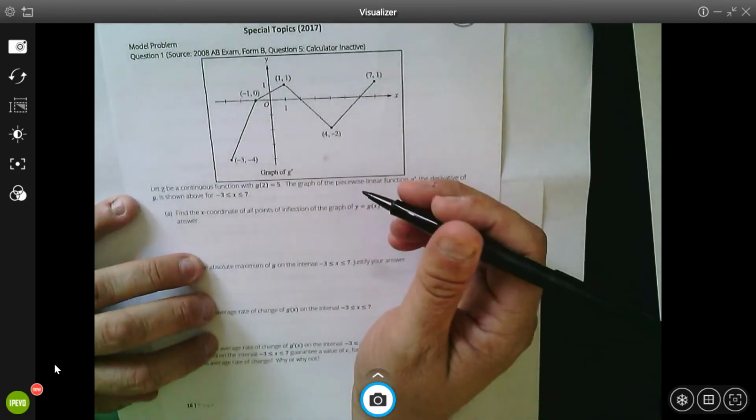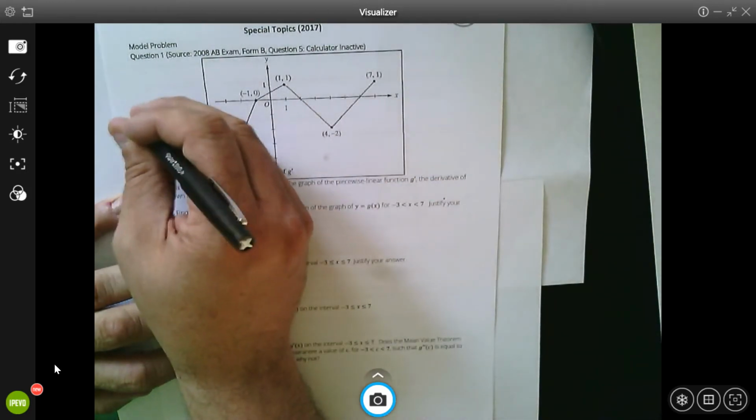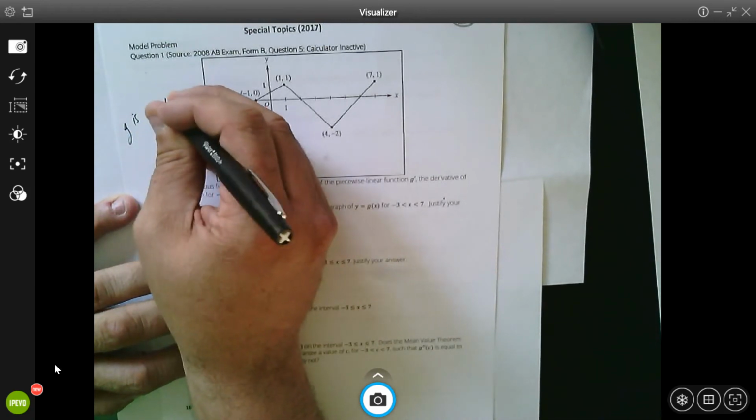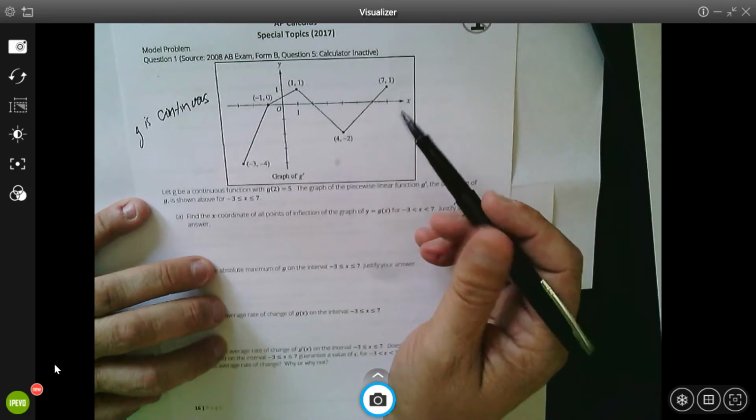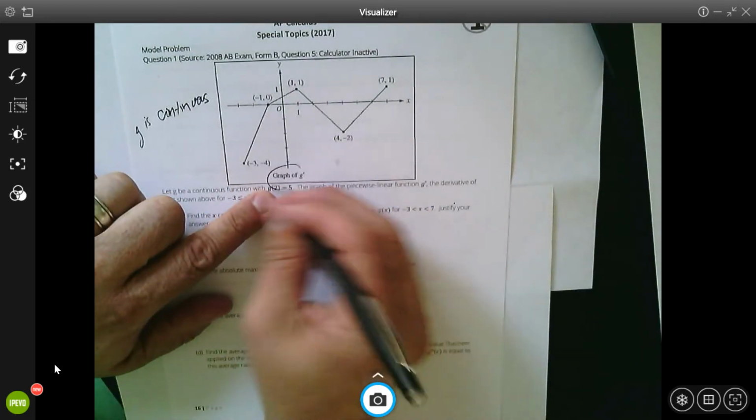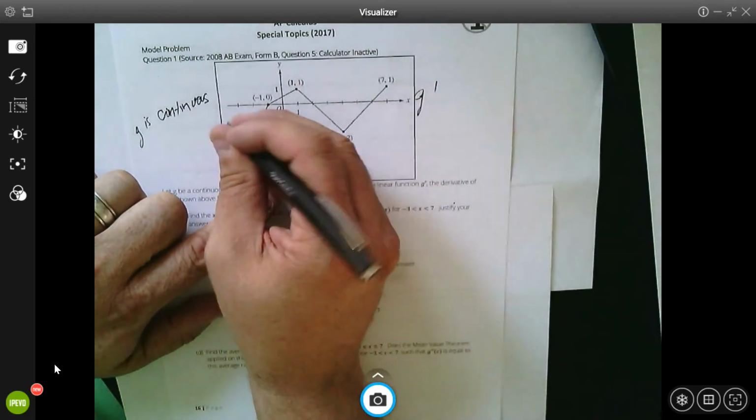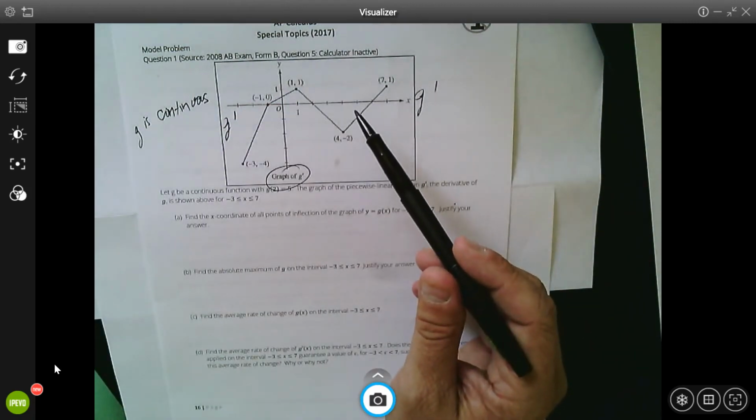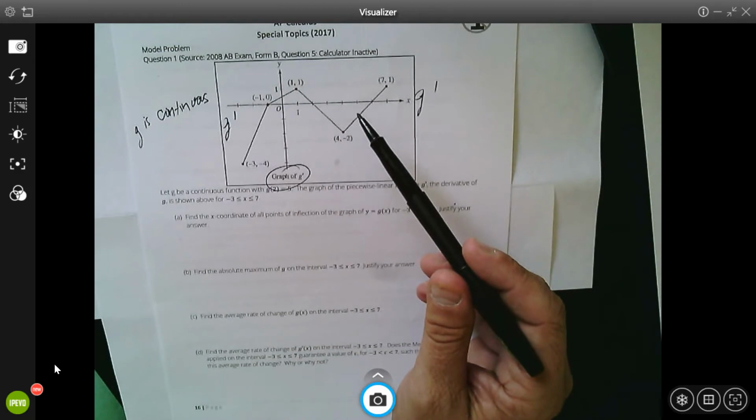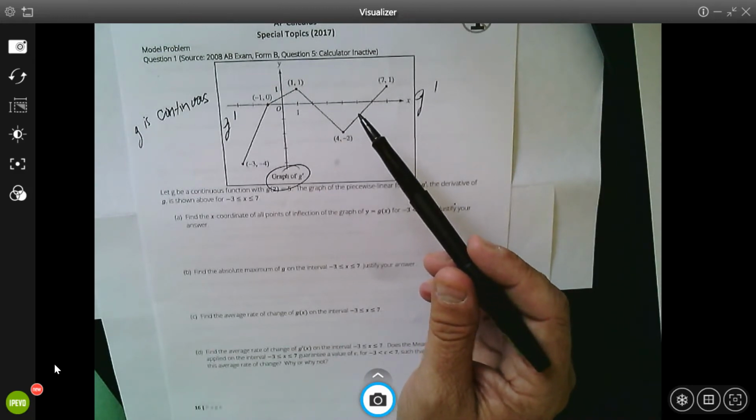So I want to make a couple of things clear here. We know that g is continuous, and some of you might be thinking, of course g is continuous. I see it. No, no, no, no, no. This is g prime. This is the derivative of g. This is that sort of sneaky thing the College Board does to make sure you're reading carefully.